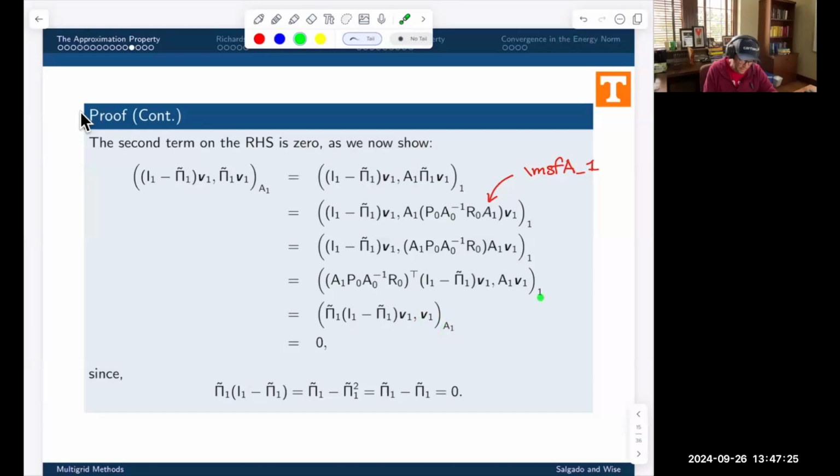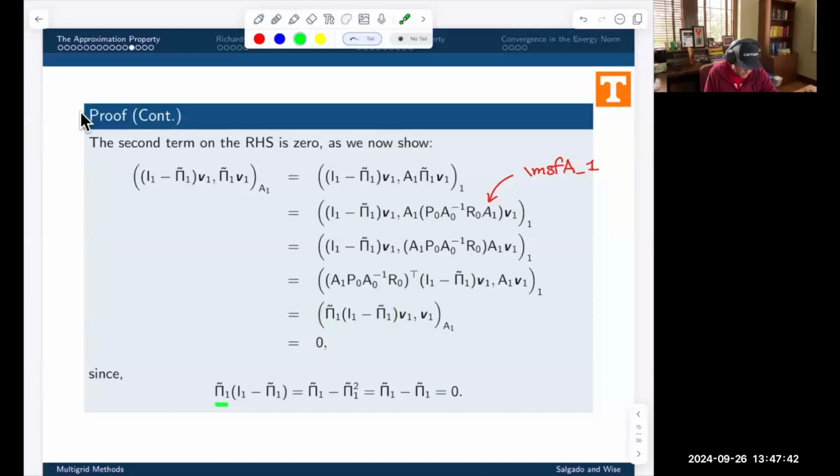So instead of writing this as the Euclidean inner product, I'm going to rewrite it as an energy inner product by bringing the A1 out. But the point is, whether I do that or not doesn't matter. This matrix here is equal to 0, right?